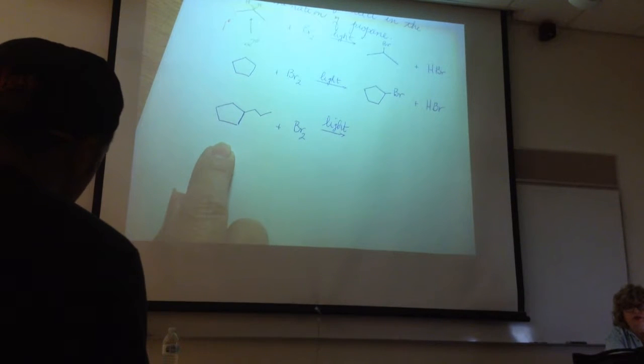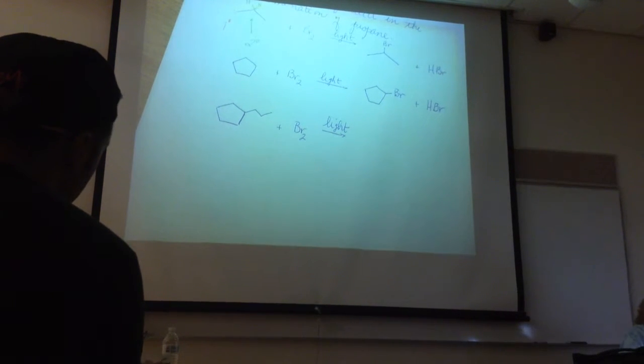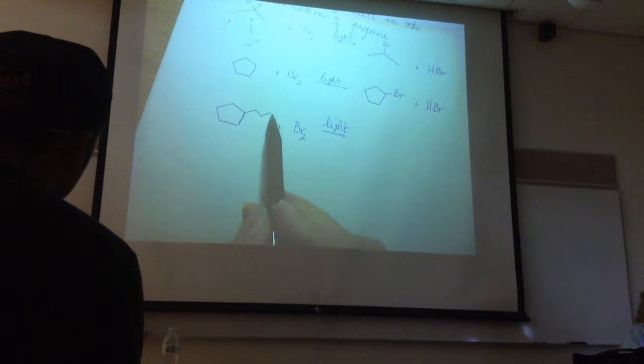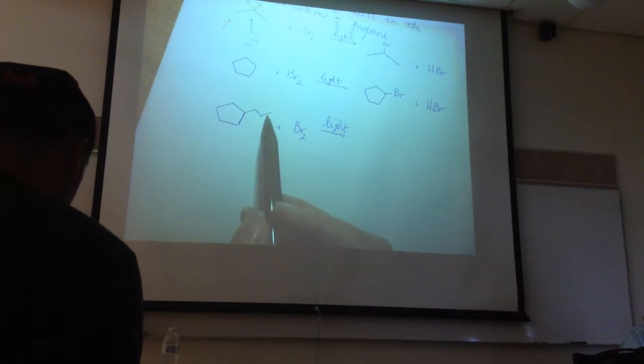How many primary carbons do you have? One. Hopefully you don't put the bromine there, because you're going to get no points, everybody. Primary radicals are very unstable. That will be the intermediate.